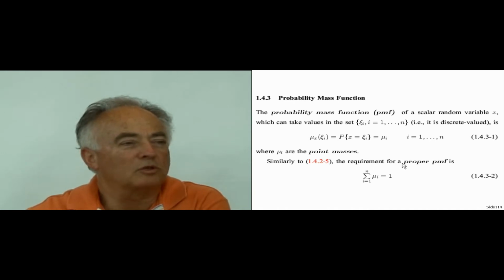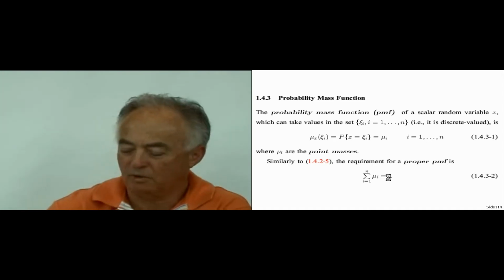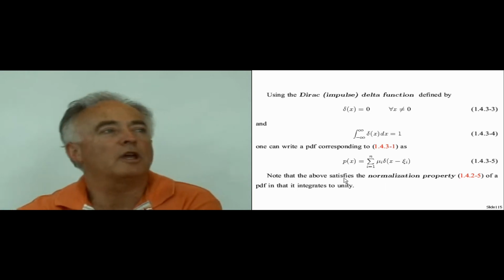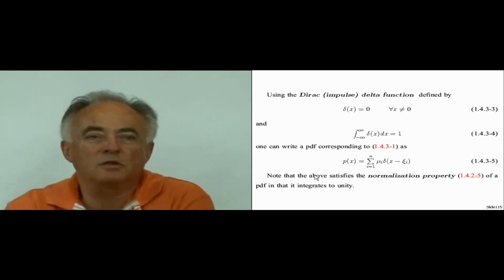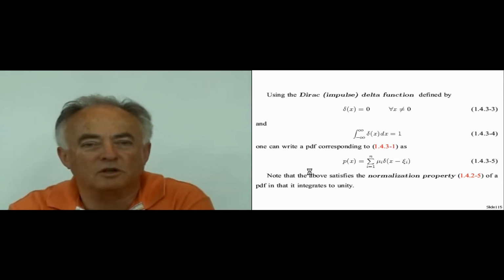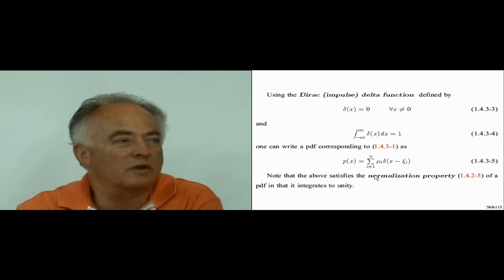Now, similarly to the requirement that we had for a probability density function to integrate to unity, that's a proper PDF, we have the requirement for a proper PMF, being that the sum of those point masses equal to unity. Now, it's interesting how a PMF can be written in the same form as a PDF, even though one is discrete, the other one is for continuous random variable.